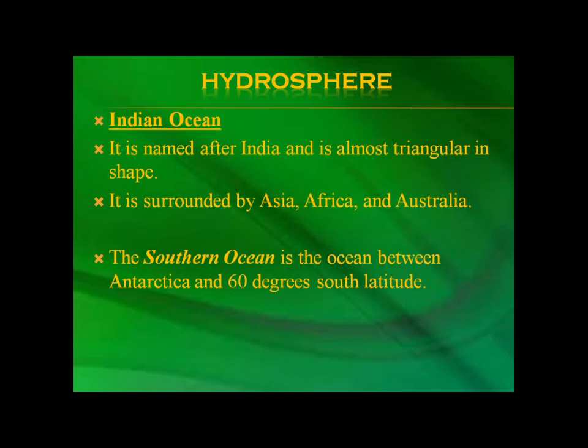Indian Ocean. It is named after India. It is almost triangular in shape. It is surrounded by Asia, Africa and Australia. The Southern Ocean is the ocean between Antarctica and 60° south latitude. The Indian Ocean is named after our country, India, because the southern part of India, the V shape with the east and the west, is bordered by the Indian Ocean. It surrounds Asia, Africa and Australia.